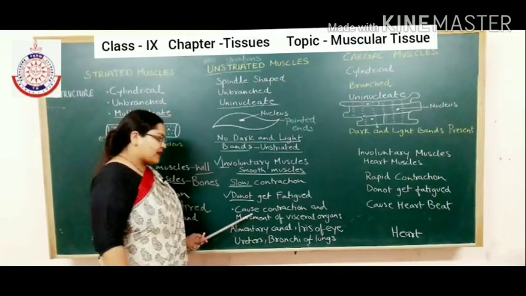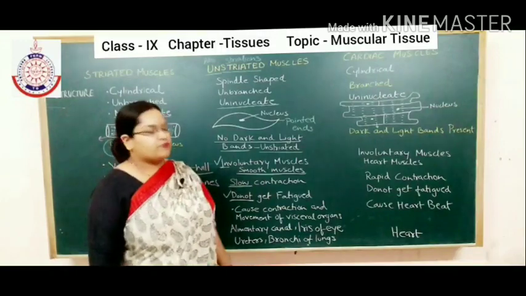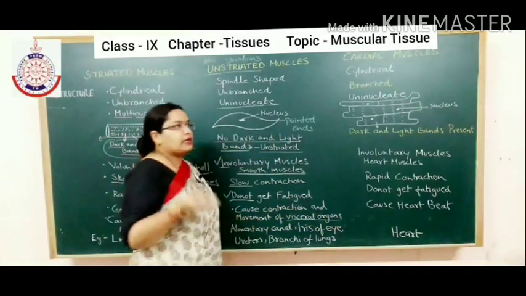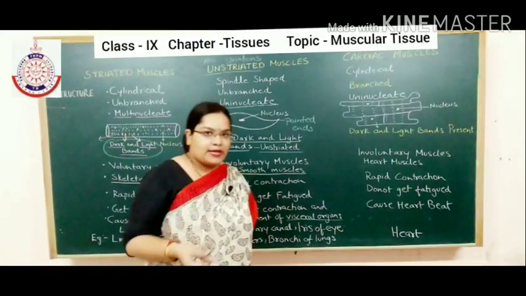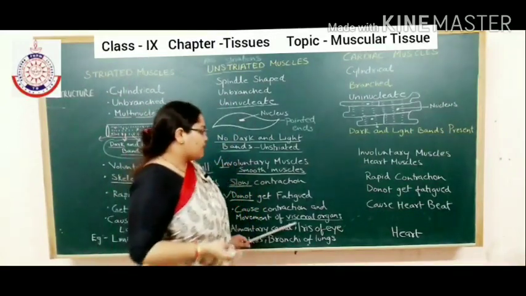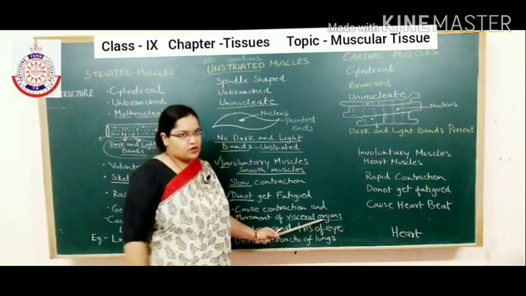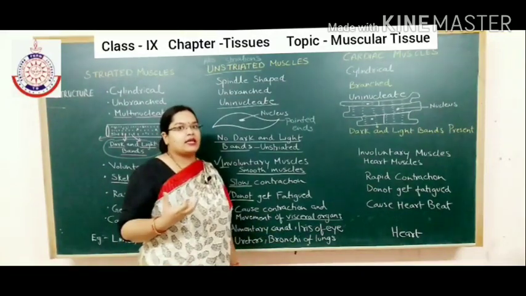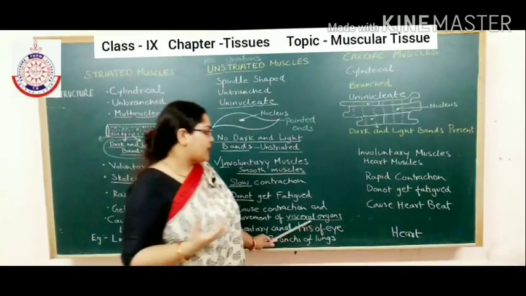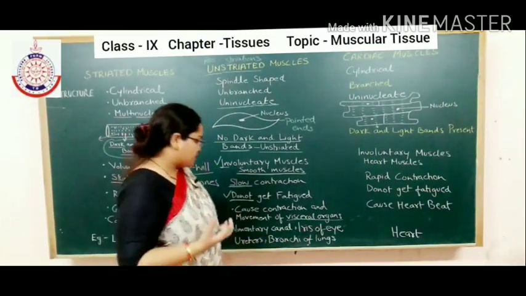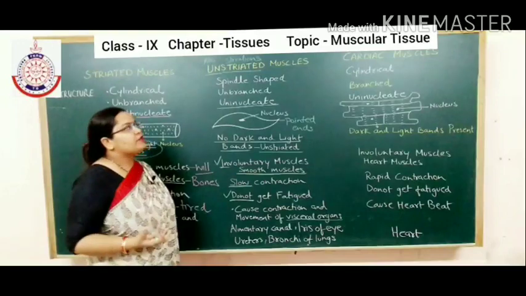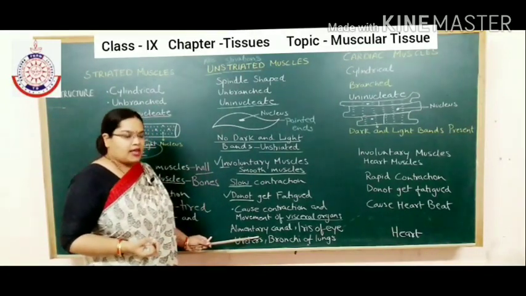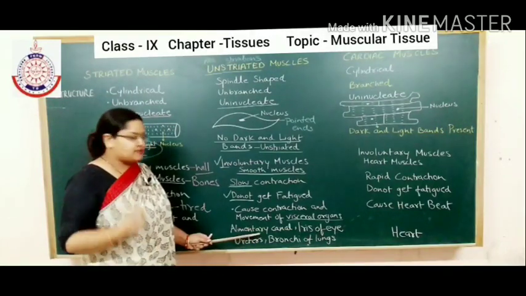What does unstriated muscle cause? They cause contraction and movement of visceral organs. What are visceral organs? Lungs, kidney, your complete alimentary canal. They are made up of muscles, and these are known as visceral organs. Soft body organs which are present inside the body cavity are known as visceral organs. Now where will you find unstriated muscles? In your alimentary canal. Alimentary canal means digestive system.